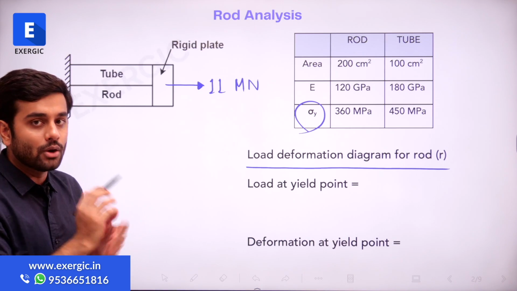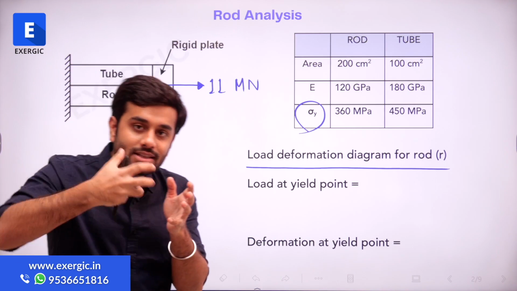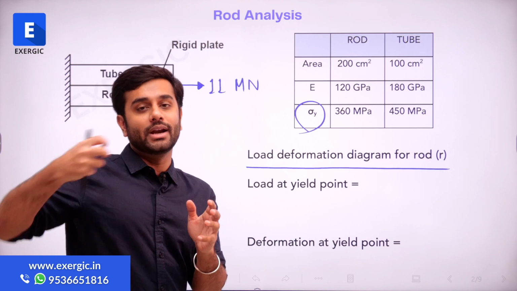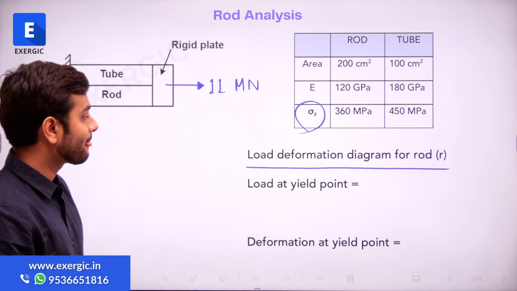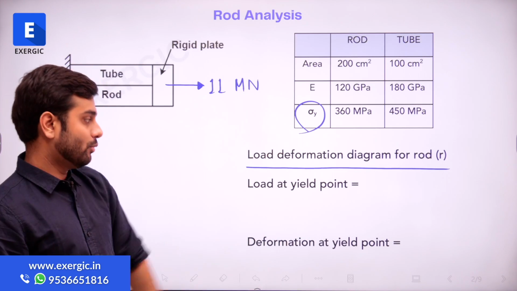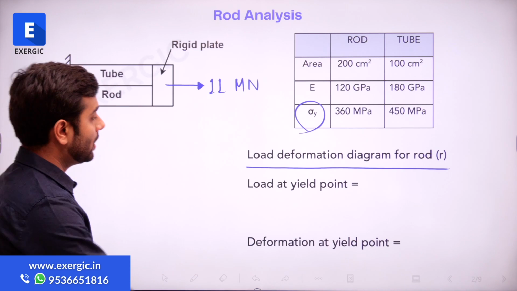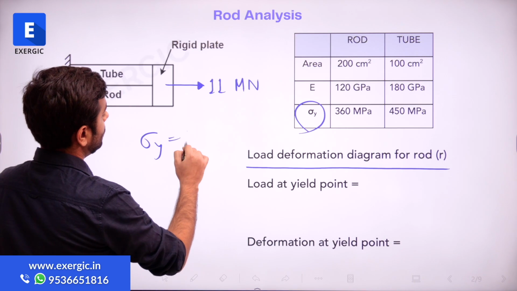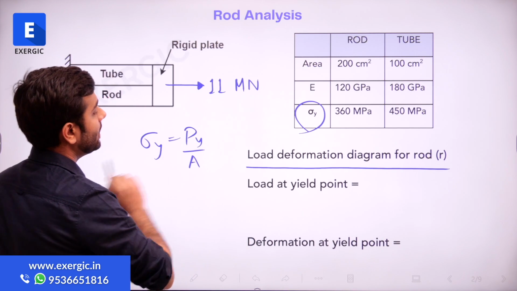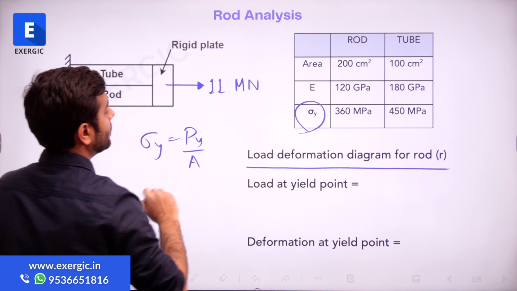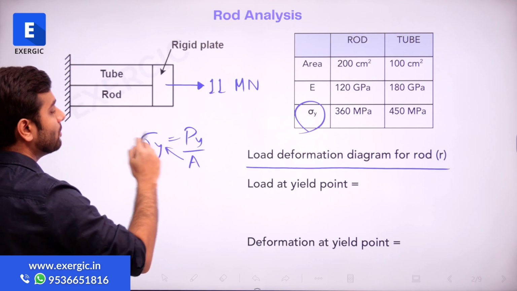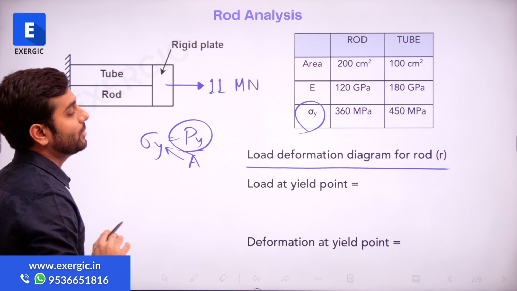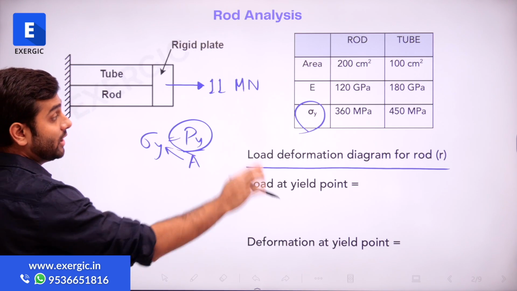So you need to find out the load at yield strength, how much load will be required to yield the material basically. So how much will be the load at yield point? You can easily find that out. How? Because sigma y is equal to Py divided by area. Sigma y is known to you, area is known to you. You simply have to multiply them and get the value of Py, or load at yield point, for the rod.